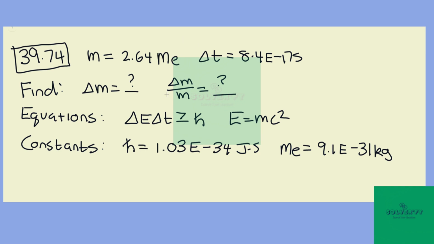So we're going to be using the Heisenberg uncertainty principle, delta E delta T greater than or equal to h bar, where h bar is the reduced Planck constant. And we'll also be using mass-energy equivalency, E equals mc squared, to get us from an energy uncertainty to a mass uncertainty. Okay, so let's jump into it.